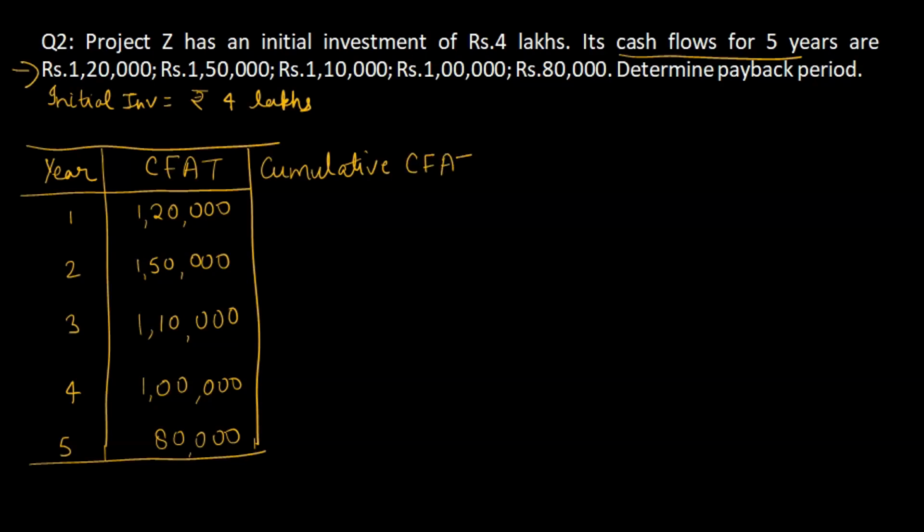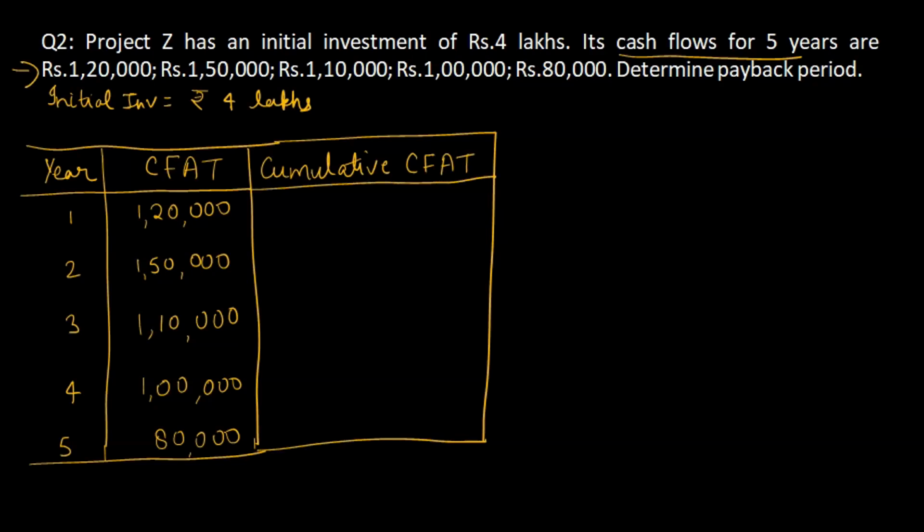When it is different each year, then we have to use this approach, that is cumulative CFAT. Cumulative CFAT is very easy. Just see the CFAT column only, and we will find out this cumulative CFAT. So the first value we will write as it is, 1,20,000. Now in this 1,20,000 we will add this amount, so that will be equal to 2,70,000.